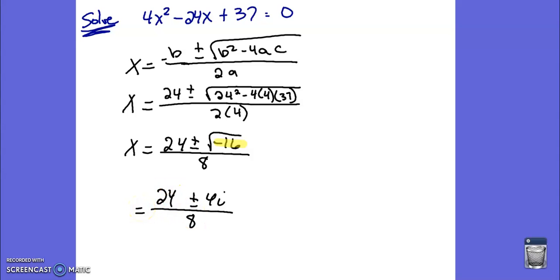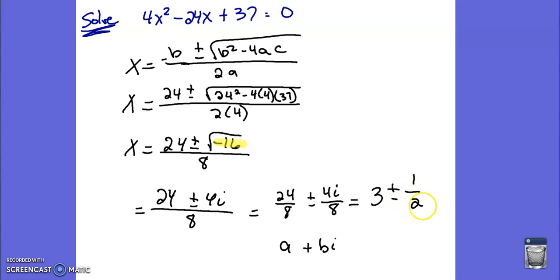And we're going to simplify this. Remember, it has to be a plus bi format. So we're going to have 24 over 8 plus or minus 4i over 8. And that goes to 3 plus or minus 1/2 i. Again, a plus bi format. All right, and that's how you solve that using the quadratic formula.